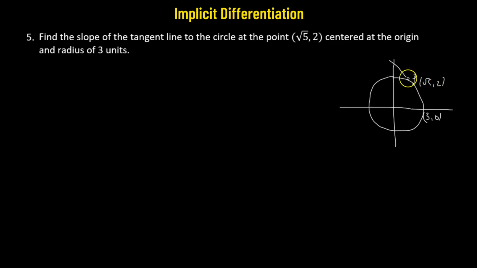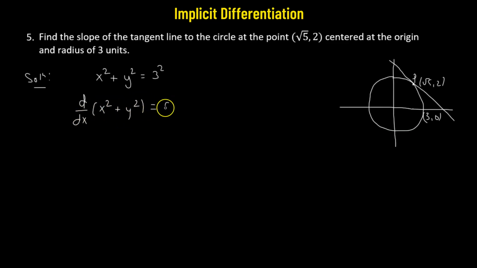So if we draw a tangent to this circle, we need to find the slope of this particular tangent line. For that we will need the equation of the circle. When we have a circle whose center is at the origin, its equation is given by x squared plus y squared equals the radius squared. Now we'll take the derivative with respect to x on both sides. So we have the derivative with respect to x of x squared plus y squared equals 0, since 3 squared is a constant, so its derivative with respect to x is 0.